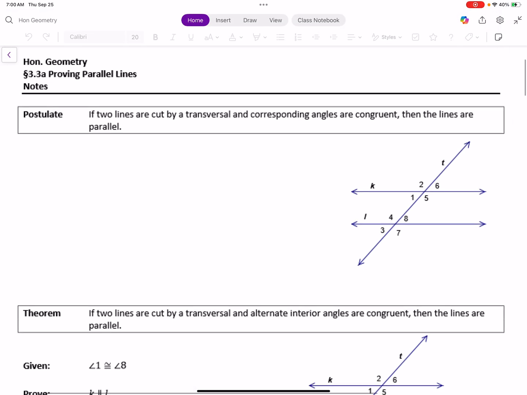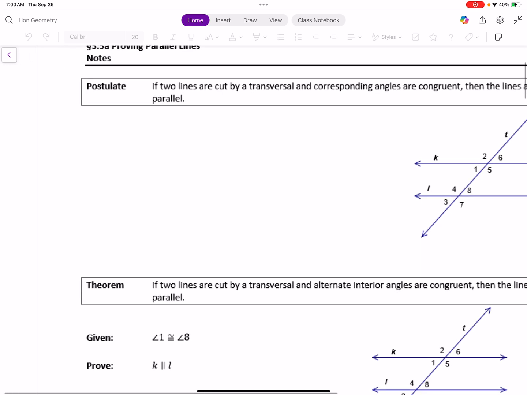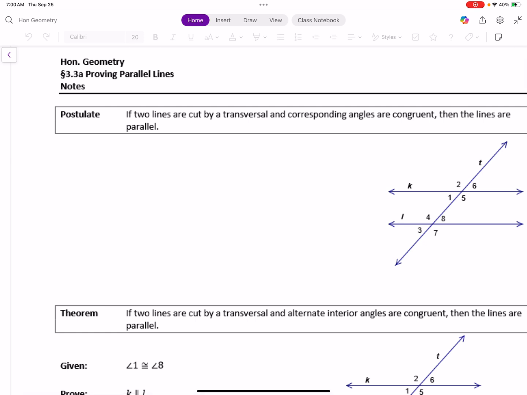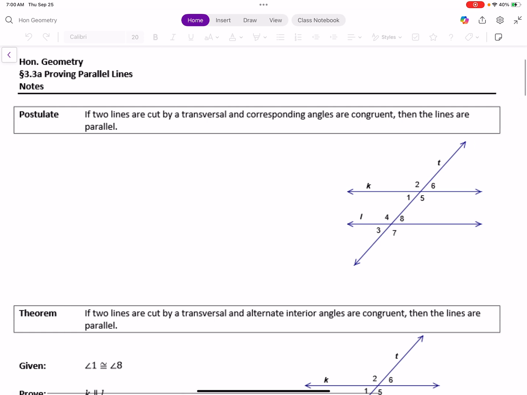All right. Section 3.3, we're going to break it up into two parts. So this is section 3.3 part A. We're going to prove some theorems about parallel lines. So remember, here was our postulate. So if two lines are cut by transversal, oh, wait, no, hang on. I was thinking it was just reviewing over the postulate. This is a new postulate. So if two lines are cut by transversal and corresponding angles are congruent, then those lines are parallel.